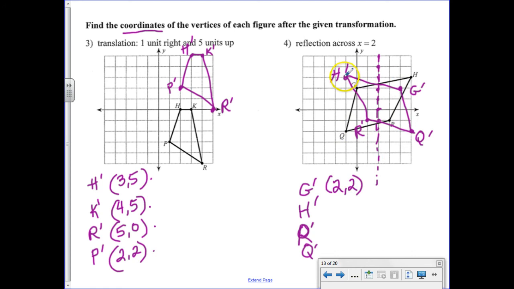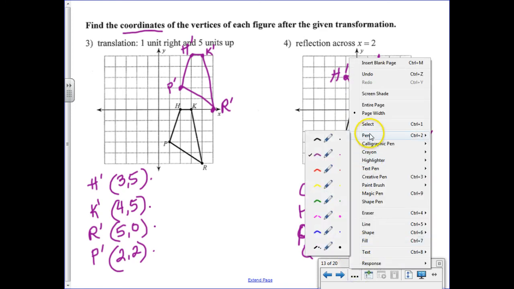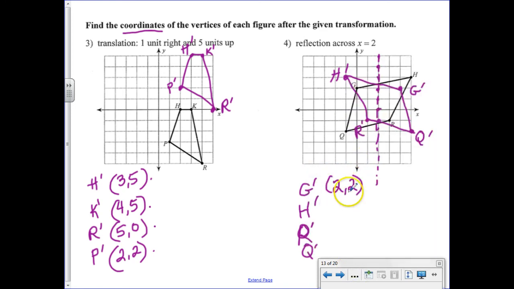My new H, H prime, oh wait, hold on. I was looking at this. My origin is back here. I think what I'm going to do is switch colors so that I can see what's going on, because right away I can tell that's not correct. Here's the origin. So my new G, 1, 2, 3, 4, and up 2, 4, comma 2.